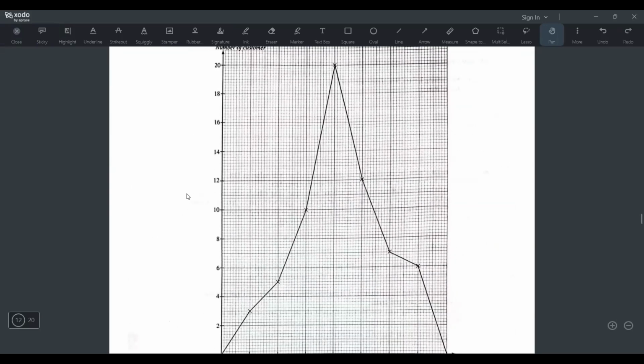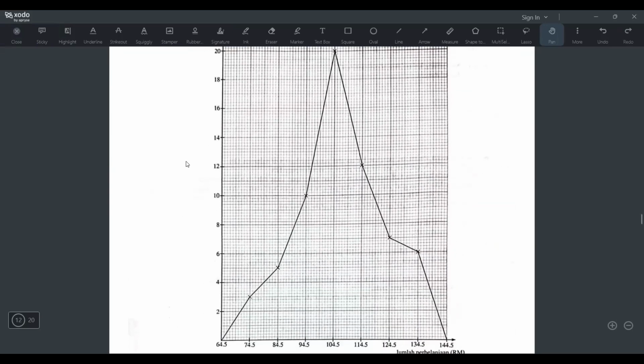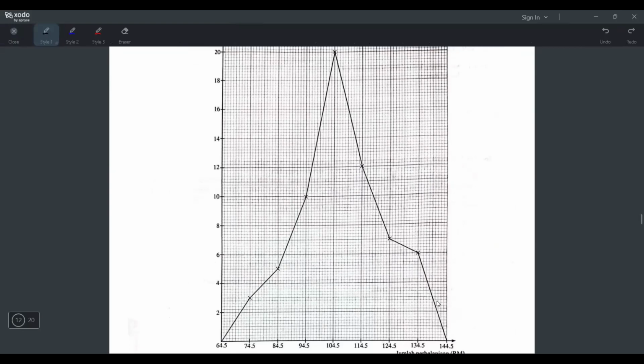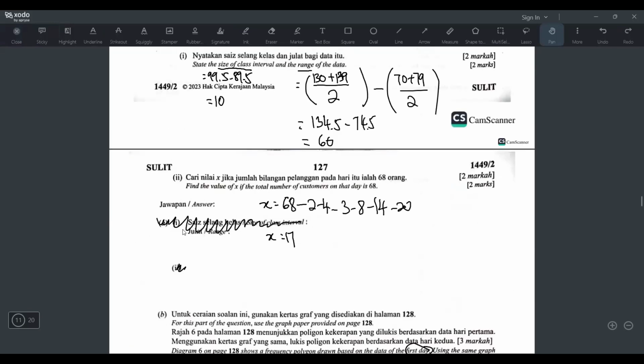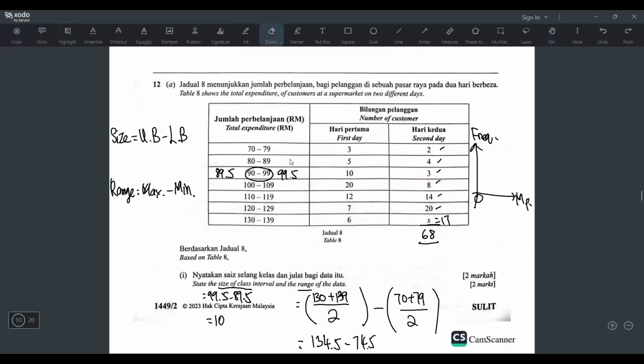Okay, so this one is for the first day. I'll label it here: first day. And we have to draw ourselves for the second day. So we look at the table, and first we have to find the midpoint. Why? Because when you draw a frequency polygon, you need to use the midpoint. The frequency I already have. This is the frequency for the second day, but we need the midpoint.